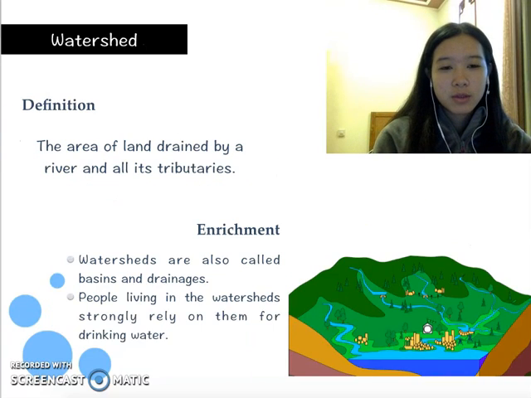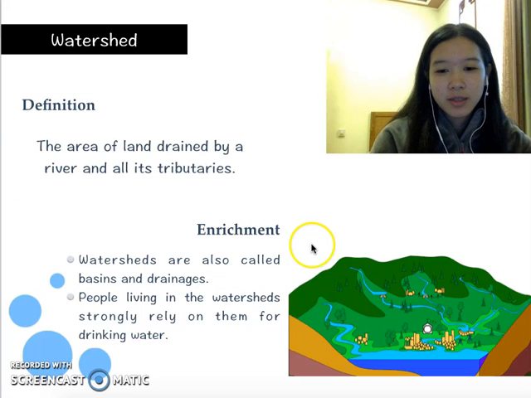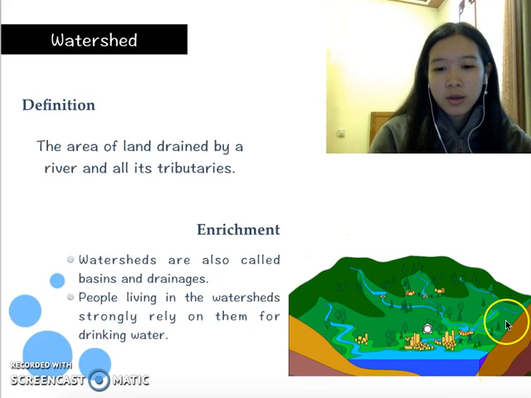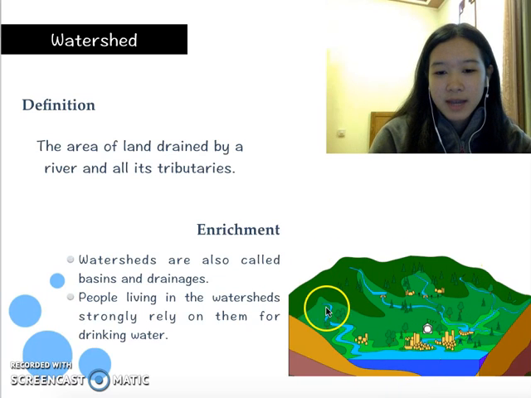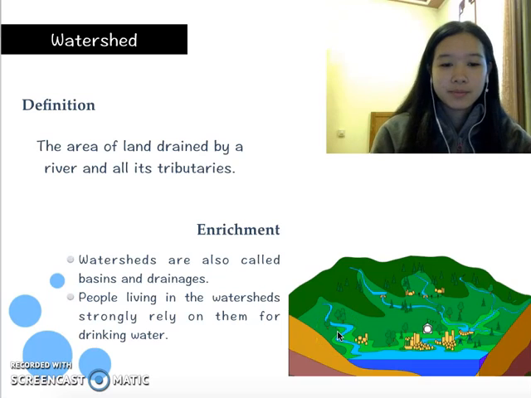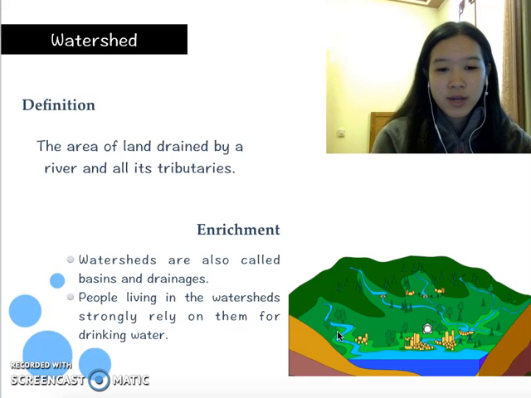Now let's look at the watershed. A watershed is the area of land drained by a river and all its tributaries. So this diagram here shows a watershed. A watershed includes the river and also the area beside the tributaries. Enrichment. Watersheds are also called basins and drainages. People living in watersheds strongly rely on them for drinking water.